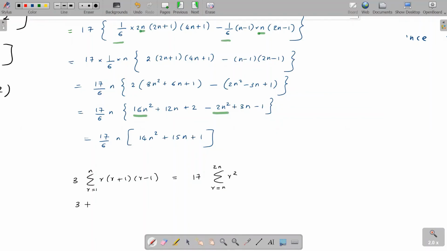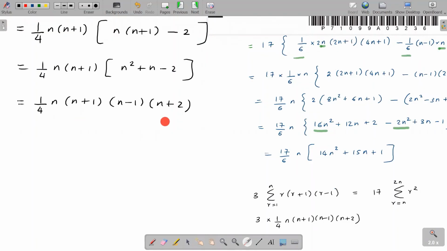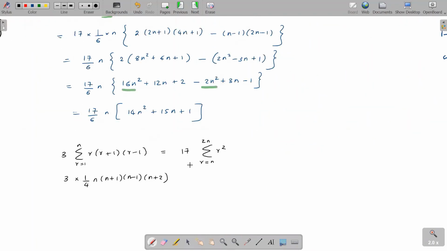We have found all the answers 3 times. The answer we found in part B, 1 over 4n, n plus 1, n minus 1, n plus 2, which is what we got in the previous part, in part B, is equal to 17 over 6n, 14n square plus 15n plus 1. Okay, so are you with me? So let's simplify. This is 3 over 4n, n plus 1, n minus 1, n plus 2, equals 17 over 6n, 14n square plus 15n plus 1.